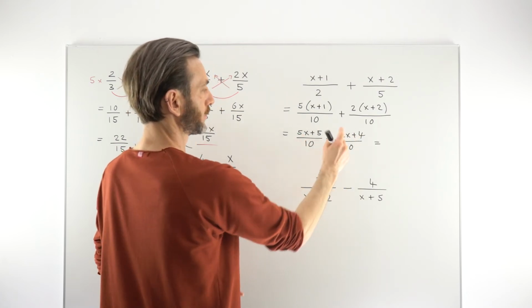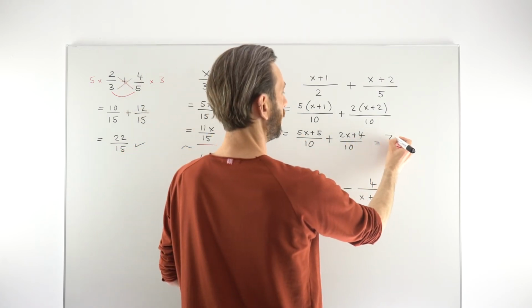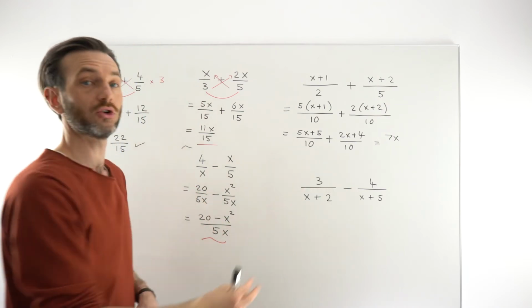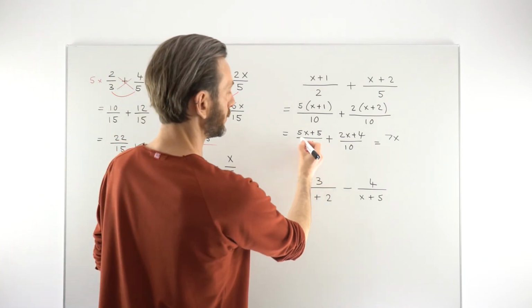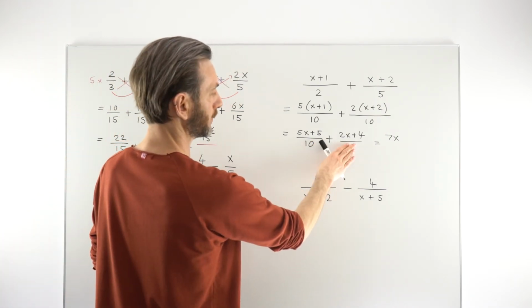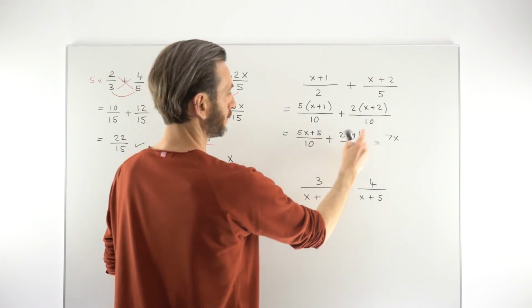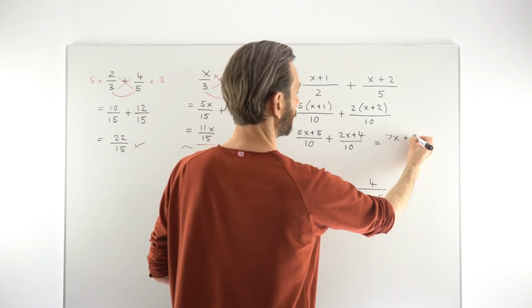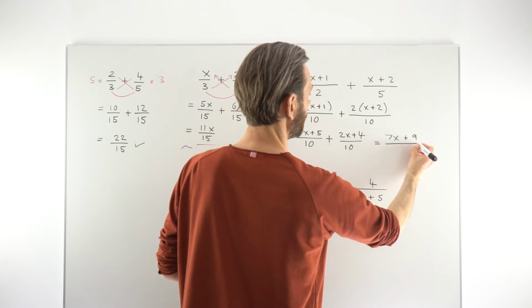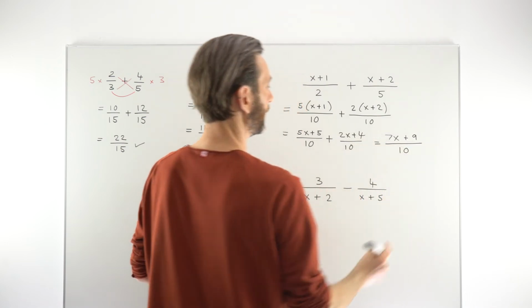But 5x plus 2x is just 7x, so we can go ahead and combine that. Or you could do an intermediate line of working where you just make that one big fraction over the tens. So 5x plus 2x is 7x, 5 plus 4 is 9, so the number term would be 9. So we end up with 7x plus 9 over 10.